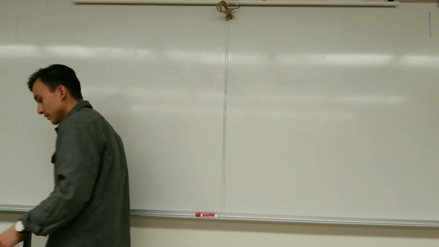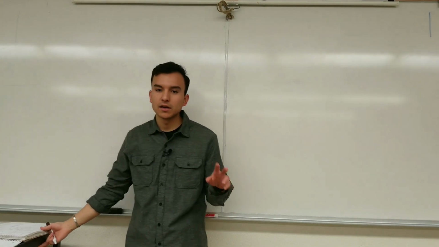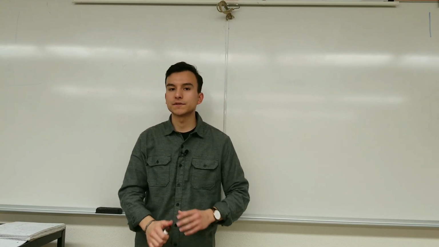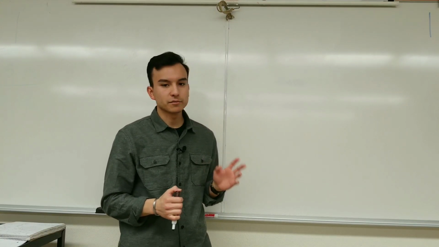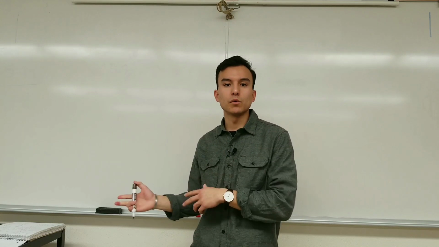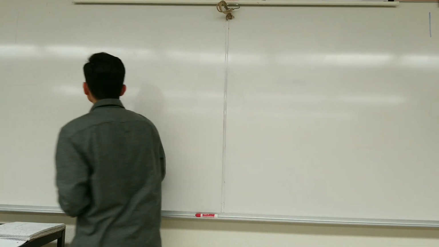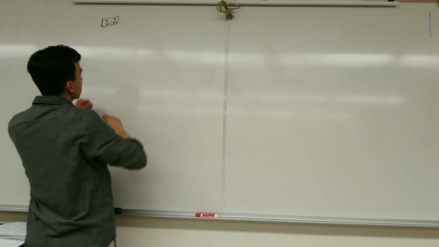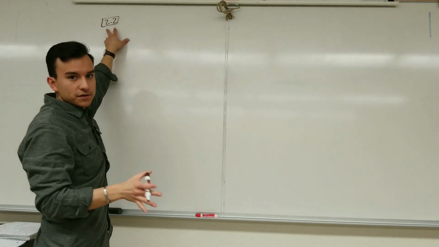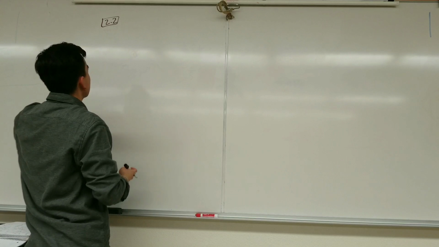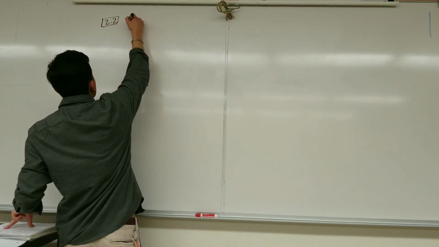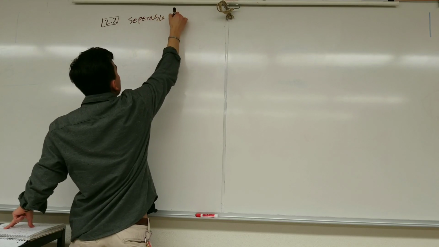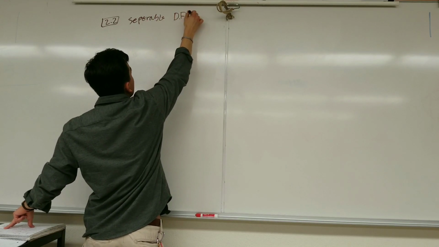Okay, so now we're going to be talking about the different types of ways of solving differential equations. Like I mentioned before, we're going to go through one method. If you're following along in the book, in the 5th edition, it's going to be Chapter 2, Section 2. We're going to start off with separable differential equations.